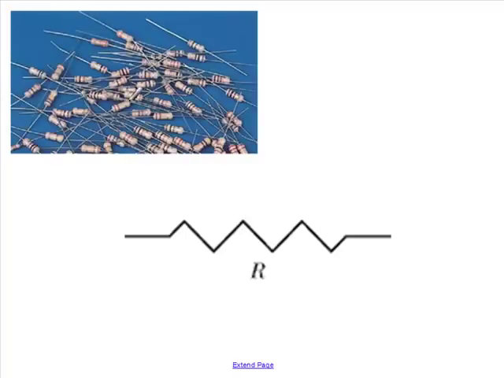Now here we've got a picture of some resistors. These are carbon resistors. They use a little bit of graphite to give varying resistances. And typically in a circuit diagram, they're drawn with a jagged line like this.